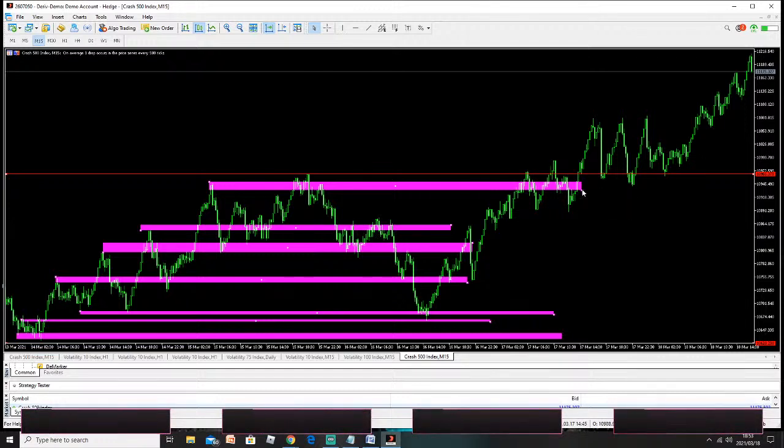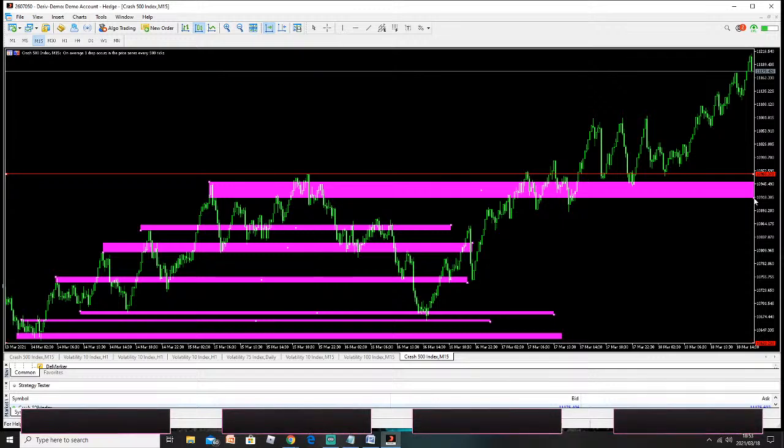Okay, so this became support eventually. If you look across, you can see it became support. So if it broke there, you could have taken a buy. Okay, so price moved up. Price spiked to that area and then it went up. This is an uptrend, so we know it's an uptrend. Okay, we can see it's an uptrend.